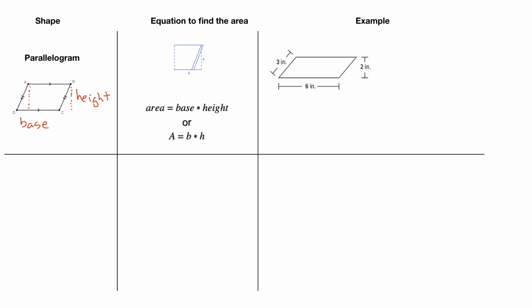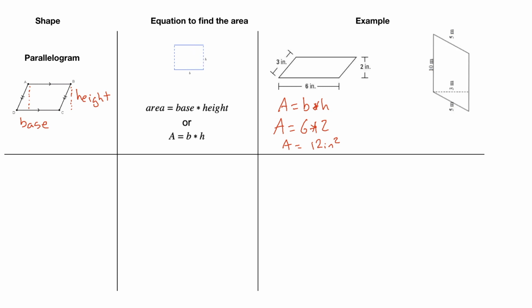So here's our example of our parallelogram. We're going to say A equals base times height. In this one, we can see our base is 6, and then our height is not going to be this diagonal, but our height is going to be this up and down right here, this 2. So we just need to do A equals 6 times 2, or the area equals 12 inches squared.